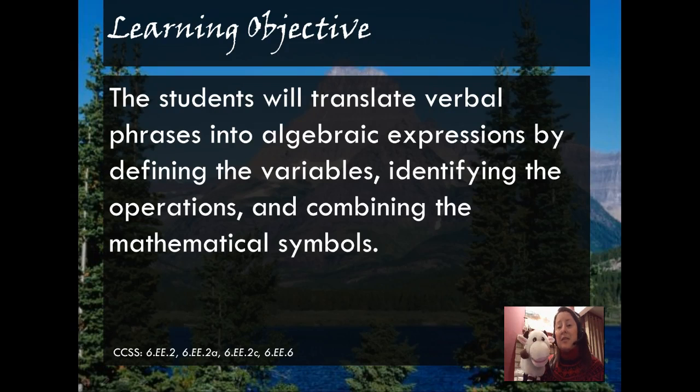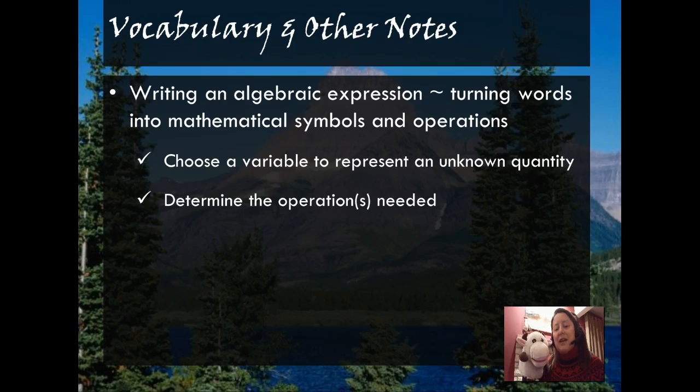In this lesson, we're going to continue our work with algebraic expressions and learn how to write them. Today's learning objective: students will translate verbal phrases into algebraic expressions by defining the variables, identifying the operations, and combining the mathematical symbols. When writing an algebraic expression, we'll be turning words into mathematical symbols and operations. The first thing we'll want to do is choose a variable to represent an unknown quantity. Then we'll determine the operation or operations needed and express it using mathematical symbols.